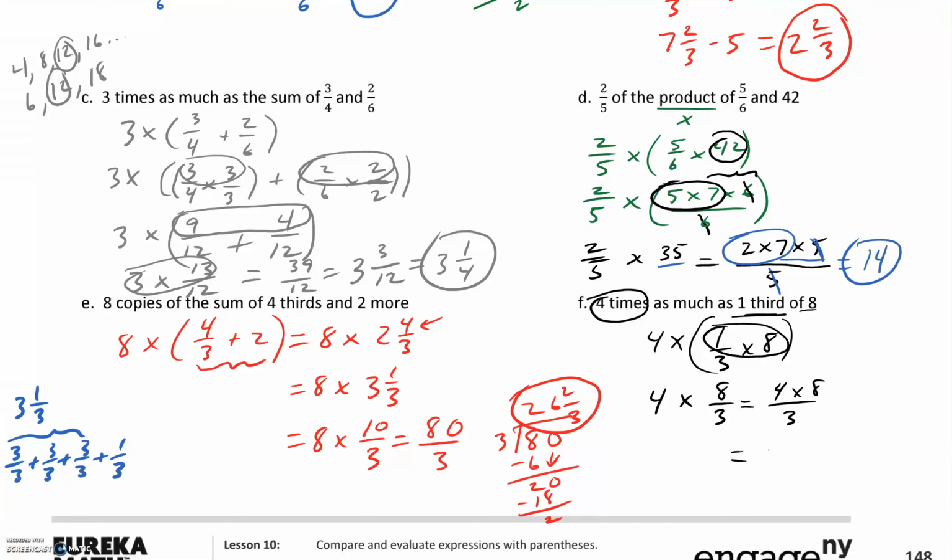Because I'm just going to multiply the numerator. And then we'll change it to a mixed number. So 4 times 8 is 32. That's 32/3. And then if I'm looking at this, I'm seeing 32 divided by 3. 3 goes into 32 10 times because 10 times 3 is 30. So 10, there's a remainder of 2, and my divisor was 3. There's my answer. Okay. So that's the first page.